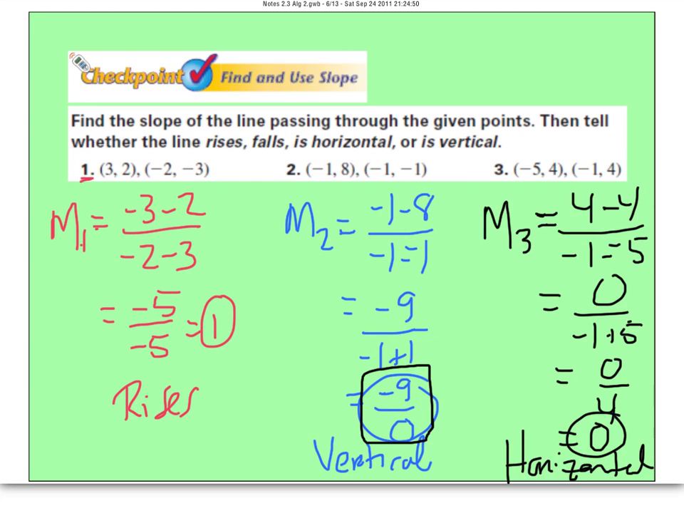Be careful, the last one is 0 over 4. Now, these two are completely different answers. If you type 0 divided by 4 in your calculator, it actually kicks back the answer 0. That's the slope is 0, and we call this a horizontal line.